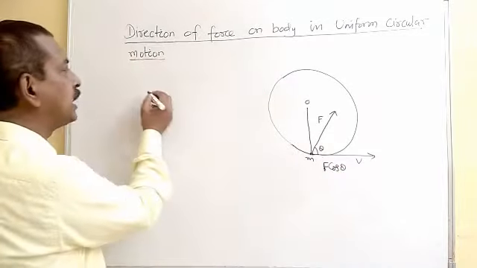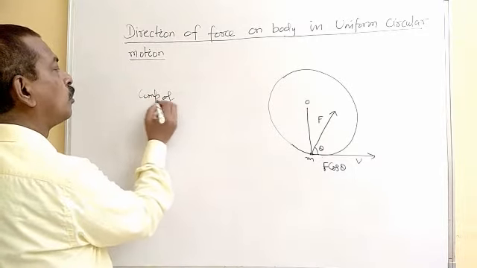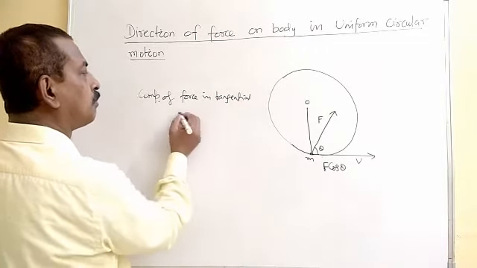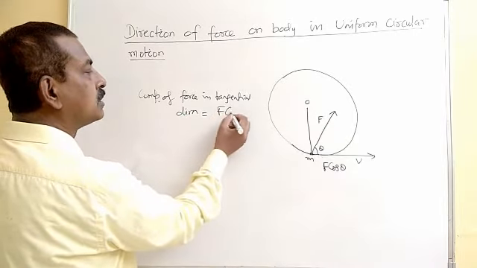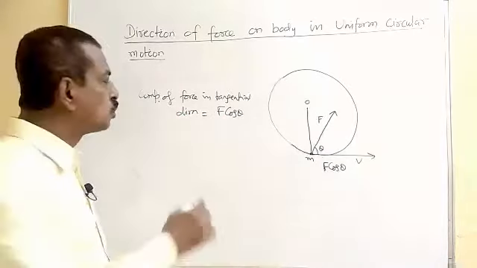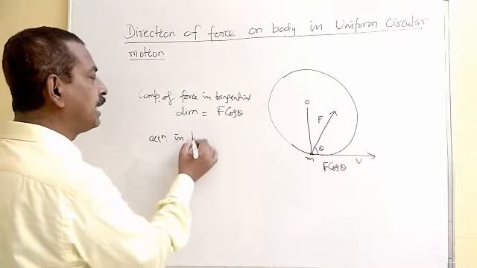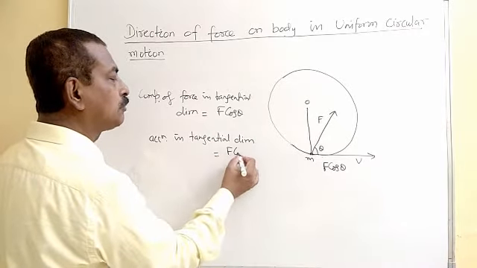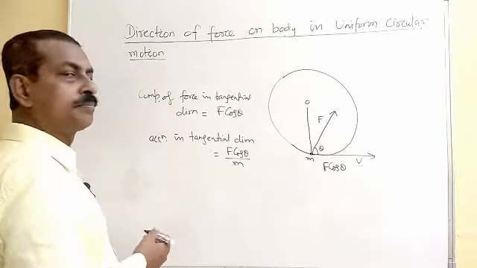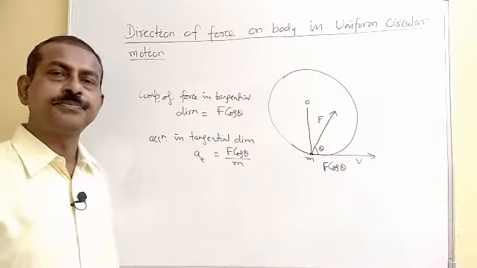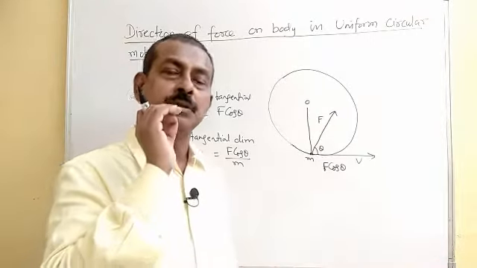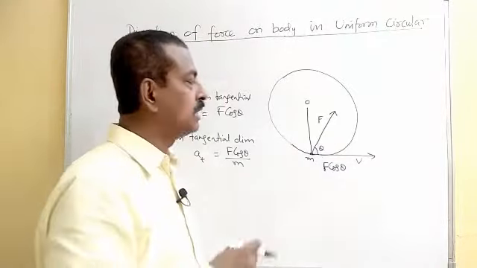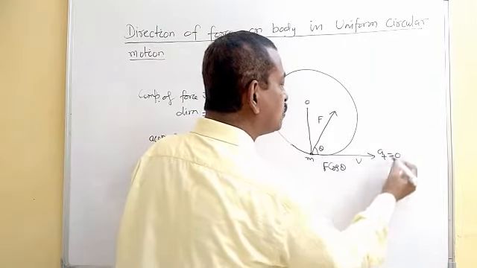So this is the component of force in tangential direction. How much is this? This is F cos theta. So what will be the acceleration in tangential direction? This will be F cos theta by m. This is the tangential acceleration. As the body is in uniform speed, tangential acceleration will be 0. So in this case, tangential acceleration is 0.